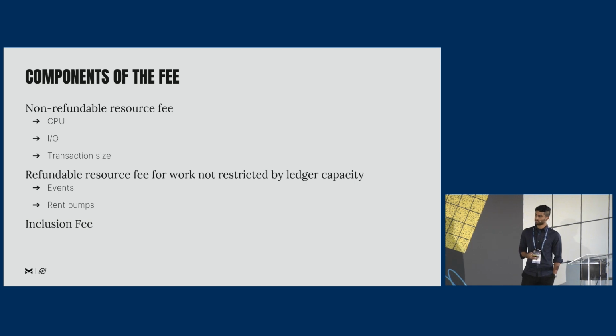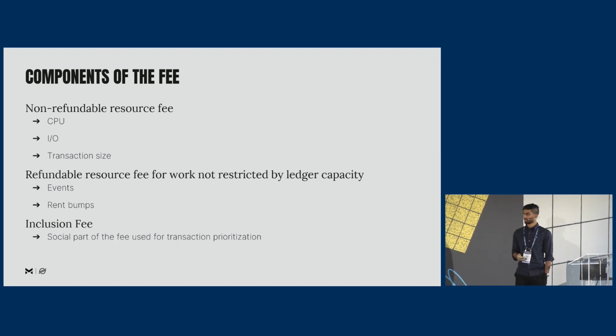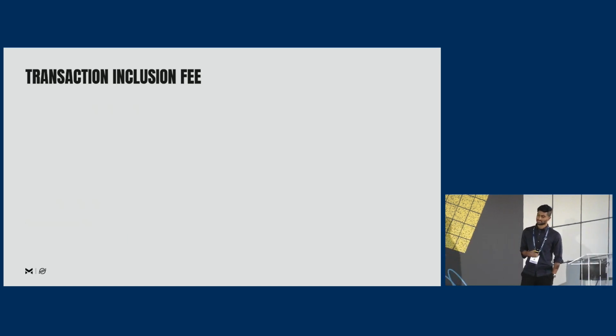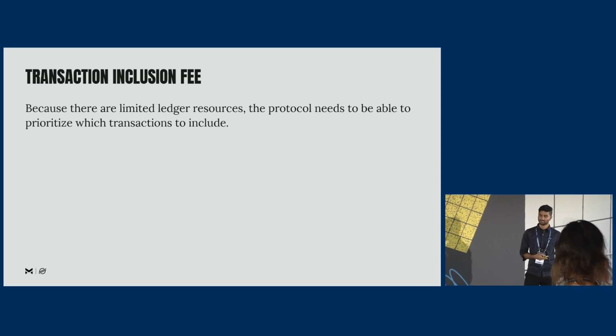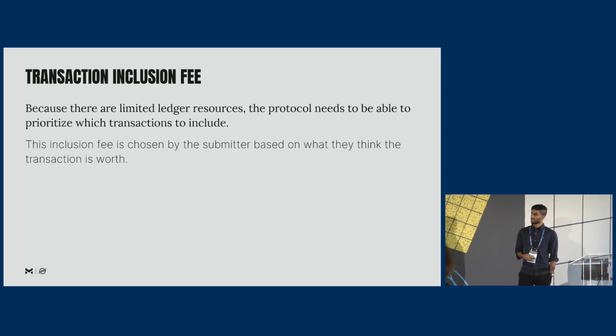And then the last component is the inclusion fee, which is the social part of the fee used for transaction prioritization. So let's talk a little bit about the transaction inclusion fee. This is required because there are limited ledger resources, and the protocol needs to be able to prioritize which transactions to include and exclude in the ledger. The inclusion fee is chosen by the submitter based on what they think the transaction is worth. So it's a bid to get your transaction into the ledger.